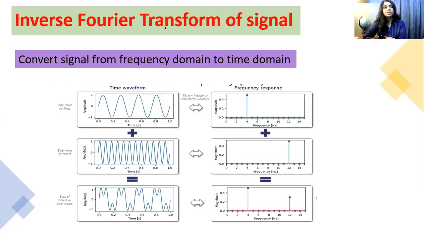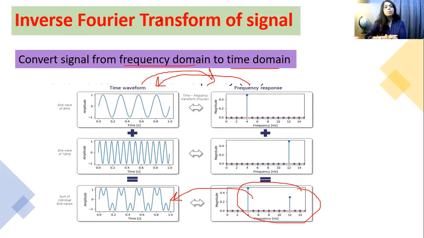Now what is the inverse Fourier transform of a signal? The inverse Fourier transform is simple. Fourier transform means converting a time domain signal into a frequency domain signal. And inverse Fourier transform means converting a frequency domain signal back again into time domain. So what is inverse Fourier transform? Convert signal from frequency domain to time domain. That means if we have this signal, then converting it back into a time domain signal is known as inverse Fourier transform.